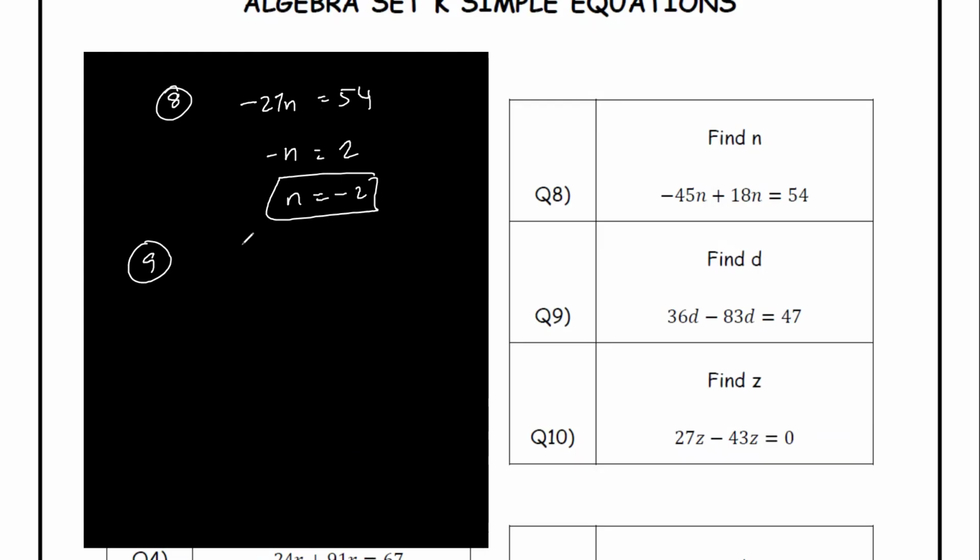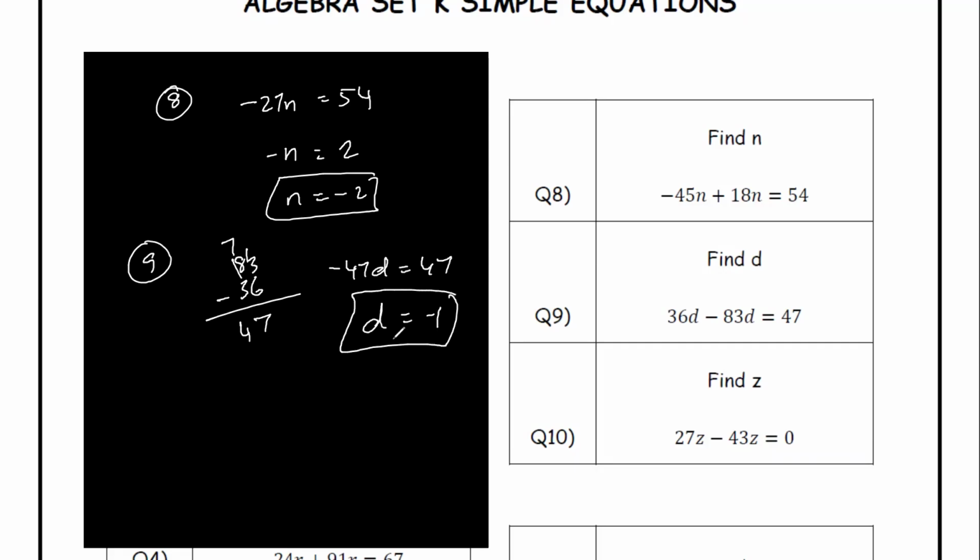Find the 36 and 83. So we'll do the math out here. 83, 36, take the difference, borrow 1 from 8, 13, 7, 47. So it's negative 47t, which is equal to 47, so t is equal to negative 1.